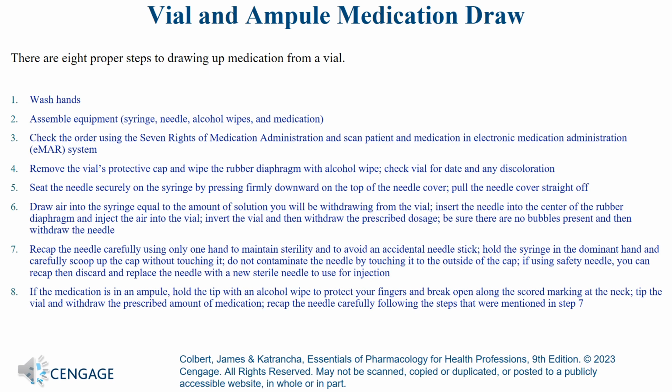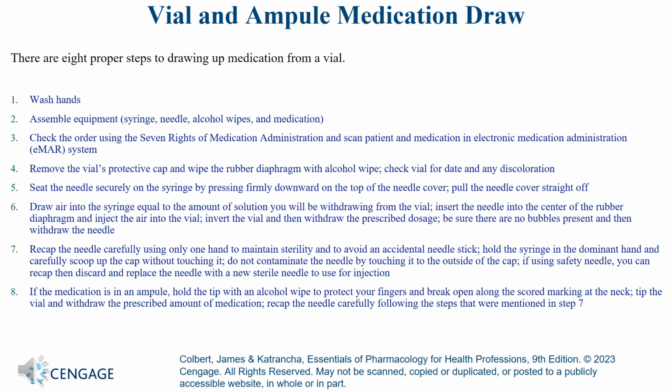You set the needle securely on the syringe by pressing firmly downward on the top of the needle cover, pulling the needle cover straight off. You draw air into the syringe equal to the amount of solution you will be withdrawing from the vial. You insert the needle into the center of the rubber diaphragm and inject the air into the vial.